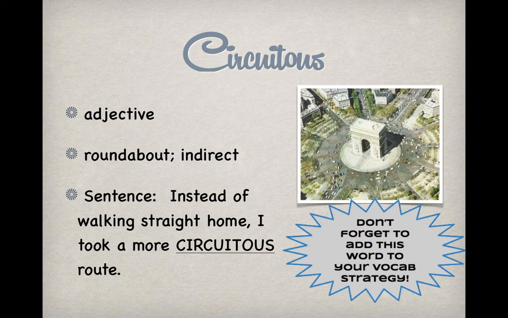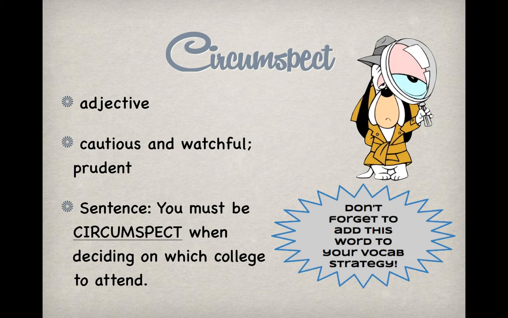But I'm going to move on to the second word, which is circumspect. Circumspect is an adjective. It's a describing word, and it means cautious and watchful or prudent. The sentence reads, you must be circumspect when deciding on which college to attend. In other words, you really must think about it, be cautious, weigh all your options.